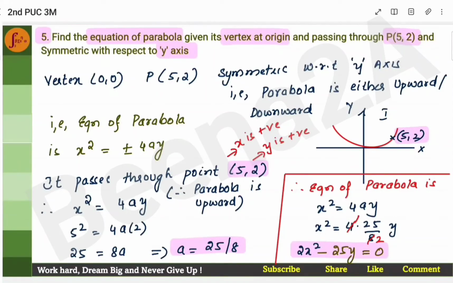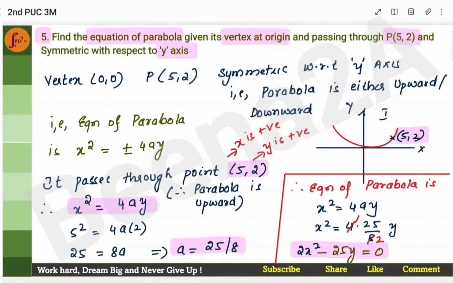That is one clue. Now the second clue is symmetric with respect to the y-axis. Symmetric means the parabola is equally divided on the y-axis. Right? Now this is the y-axis. It's equally divided. Therefore the parabola has to be like this. Right? So it's an upward parabola. What is the equation for an upward parabola? It is x square is equal to 4ay.